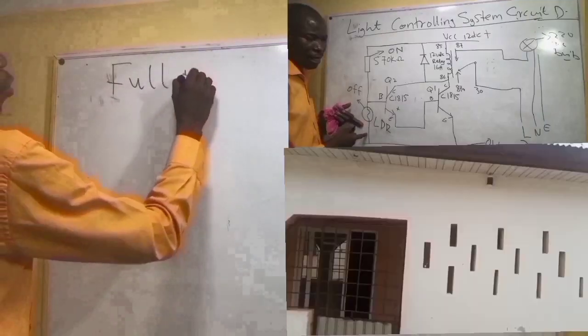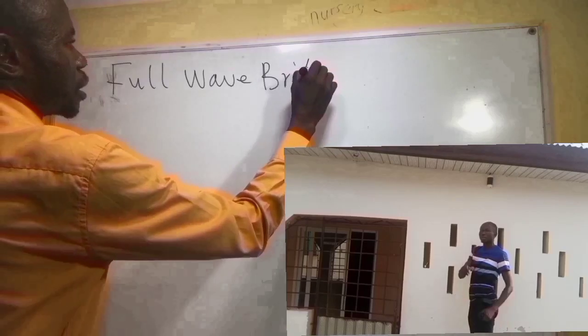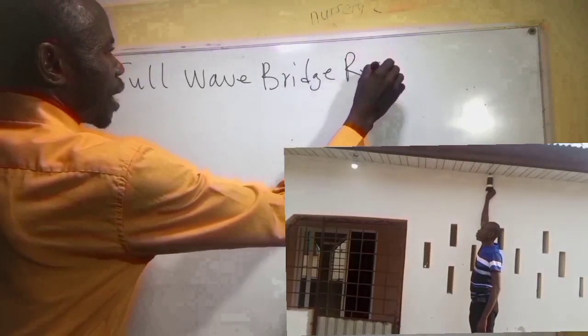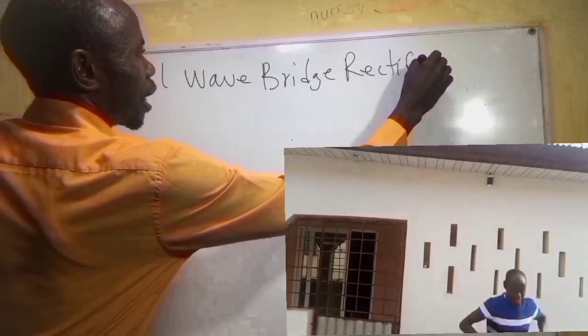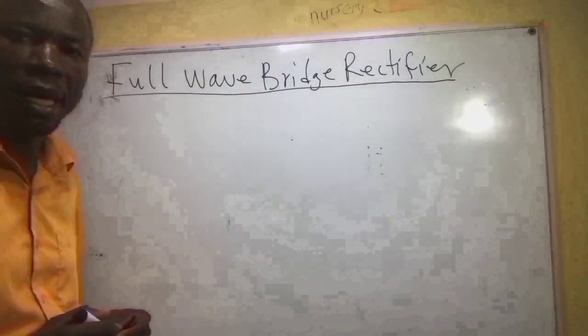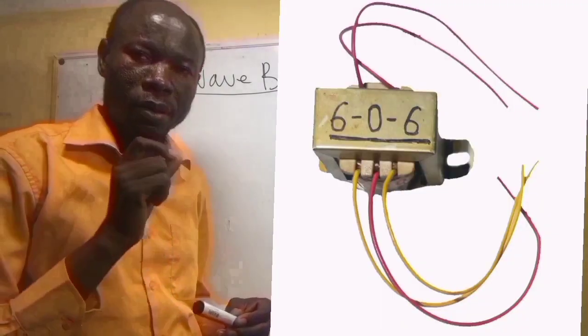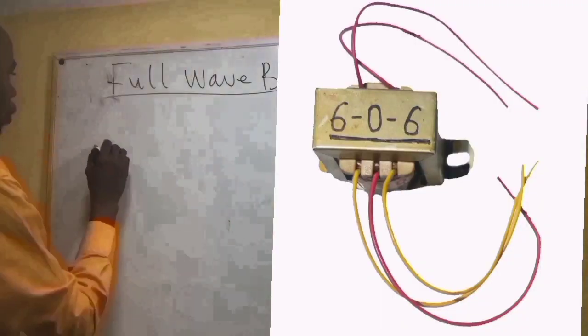Full wave bridge rectifier. Here we are going to use a 6 volts center tap transformer.